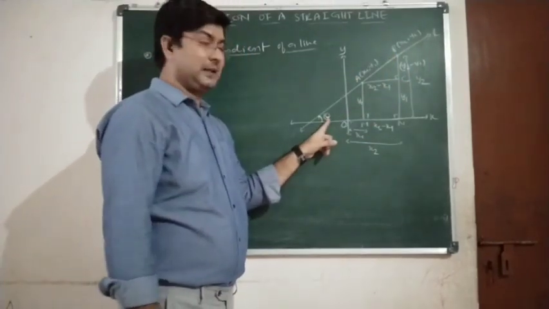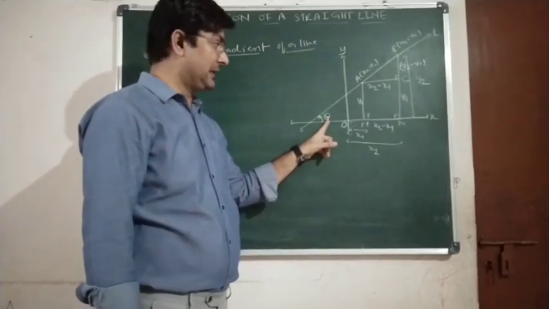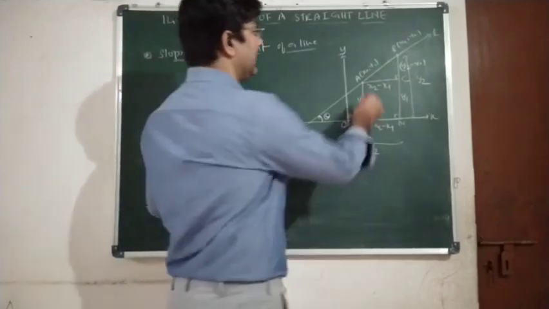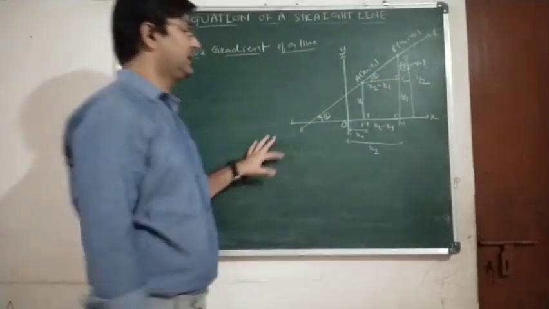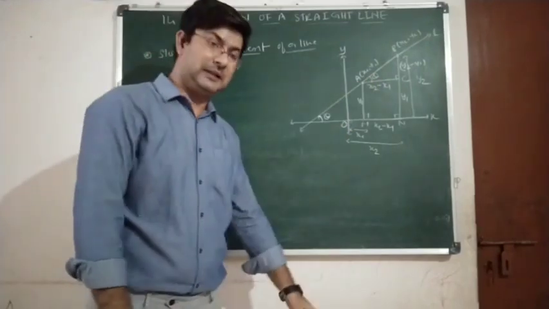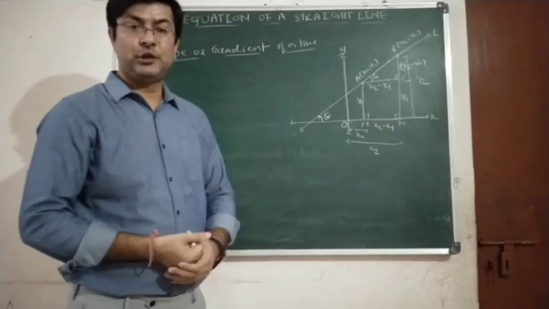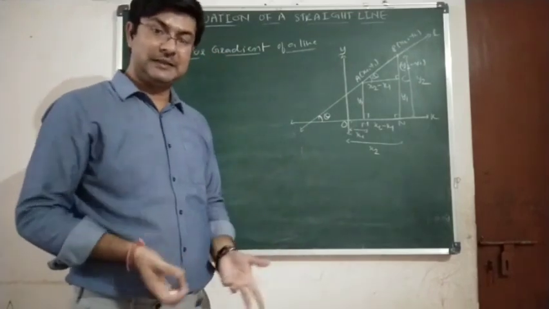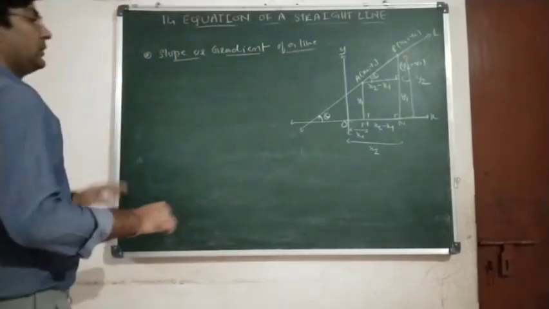Further, this angle of inclination of line L with x-axis and this angle BAC are corresponding angles, therefore this angle will also be theta. Now for triangle ACB, we can find out the value of tan theta, and tan theta is equal to the slope of line L. Clear?